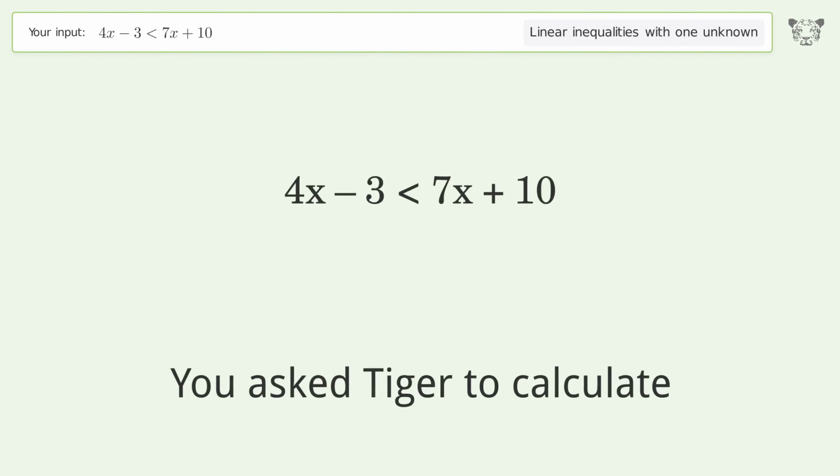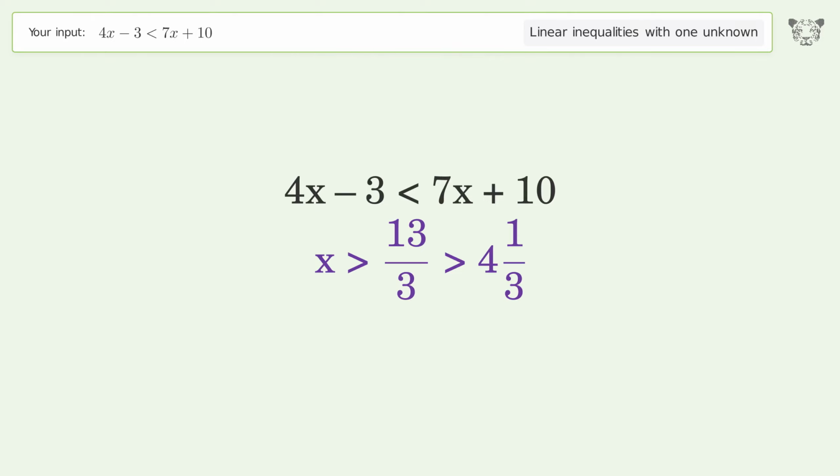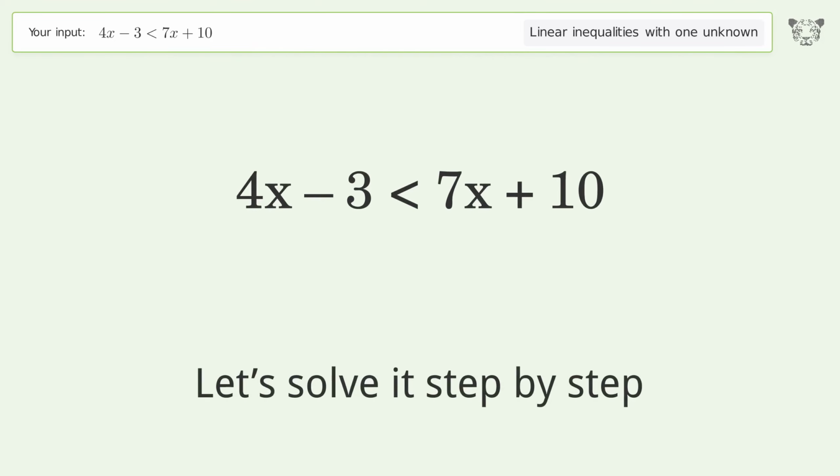You ask Tiger to calculate. This deals with linear inequalities with one unknown. The final result is x greater than -13/3 greater than -41/3. Let's solve it step by step.